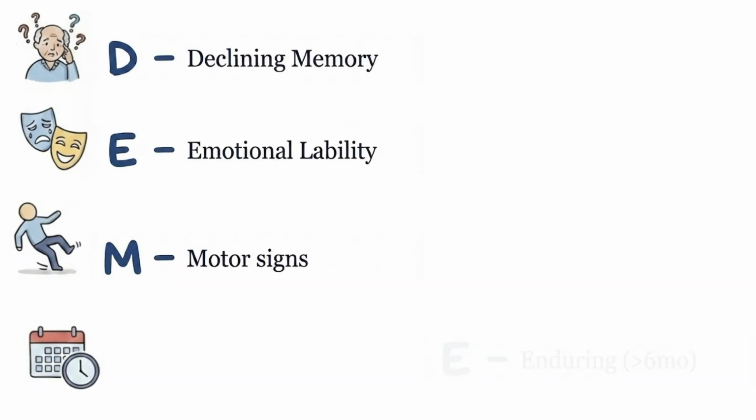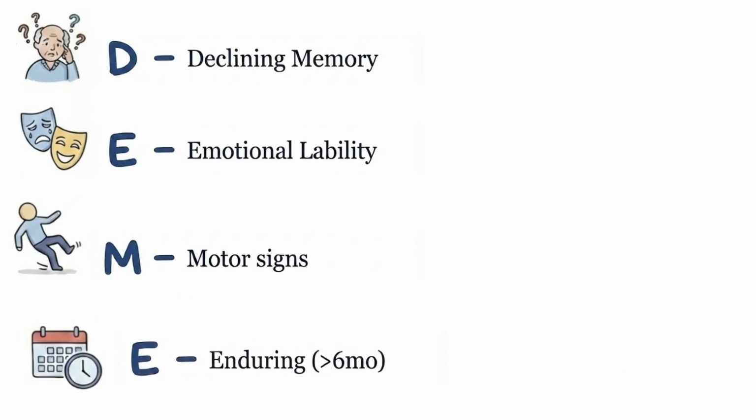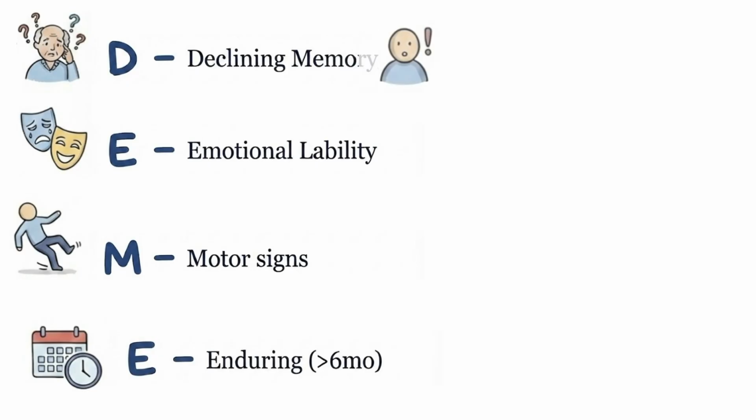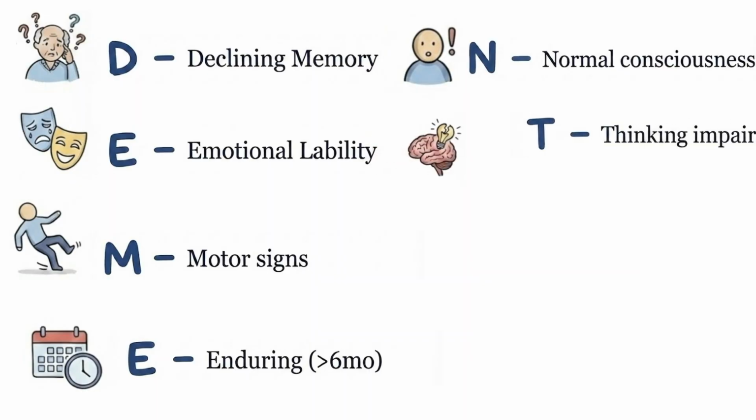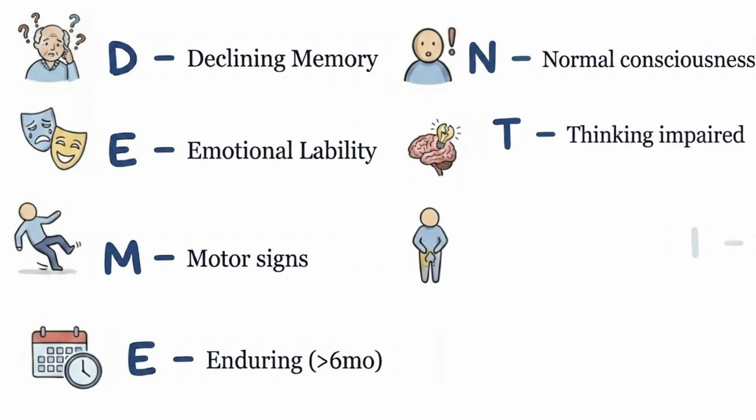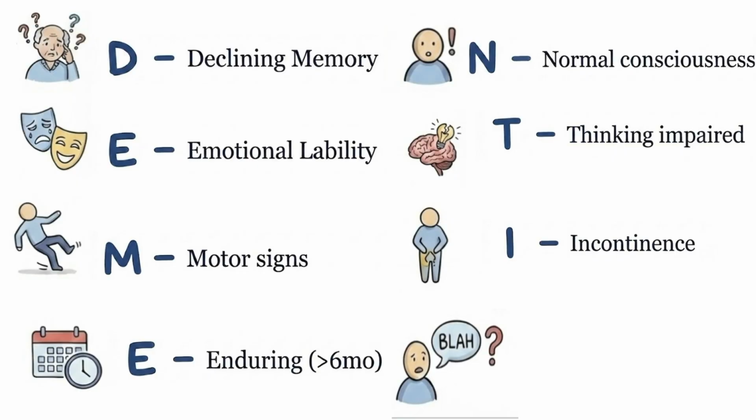E. Enduring. Greater than 6 months. Symptoms are chronic and progressive, not short-lasting. N. Normal consciousness. Patient is awake and alert, which helps distinguish from delirium. T. Thinking impaired, poor attention, planning, judgment, and problem-solving. I. Incontinence, bladder, plus or minus bowel, control problems in later stages. A. Aphasia. Difficulty in speech, naming, or understanding language.